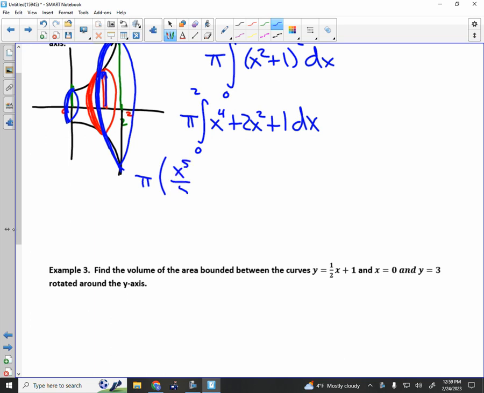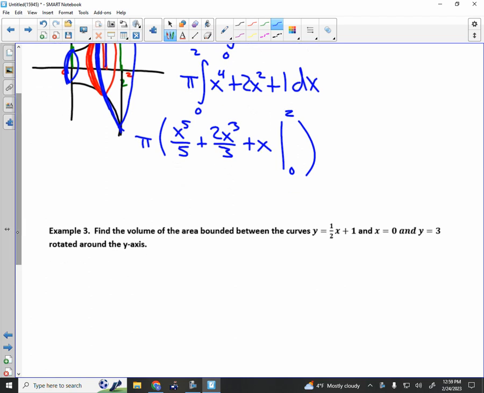X to the 5th over 5, 2x to the 3rd over 3, plus x. Bounds of... If I plug in 0, I do get 0. But if we plug in 2, we get 32 over 5. Oh, sorry. Okay. 16 over 3. 2 over 1.